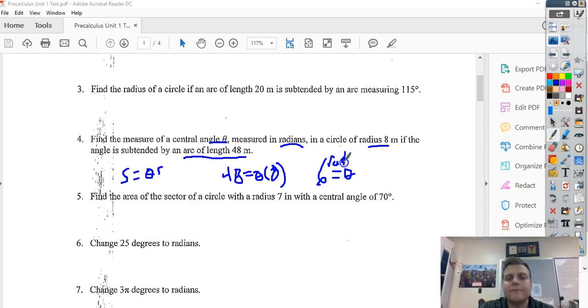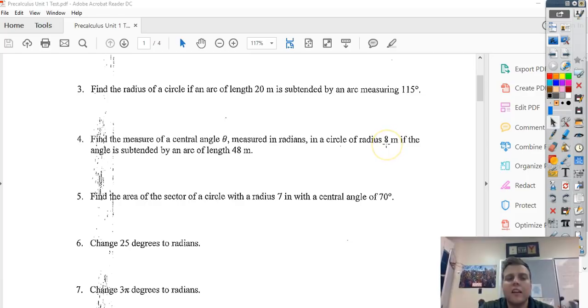Very good. Okay, let's try to do number 5. Number 5 says, find the area of a sector of a circle with a radius 7 with a central angle 70 degrees. So first off, it says find the area of a sector.